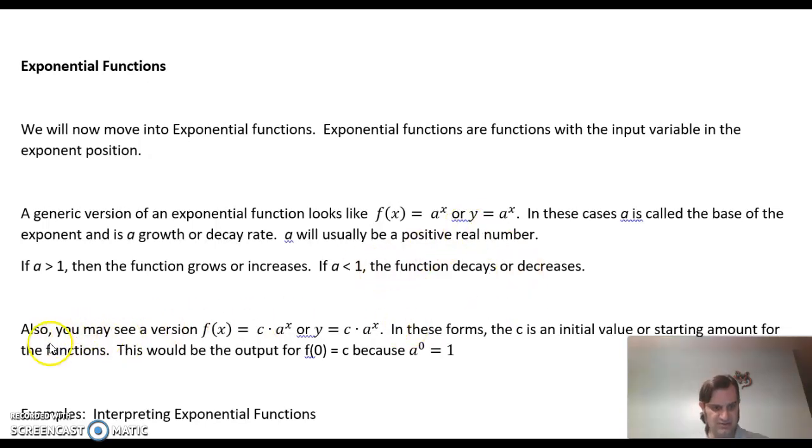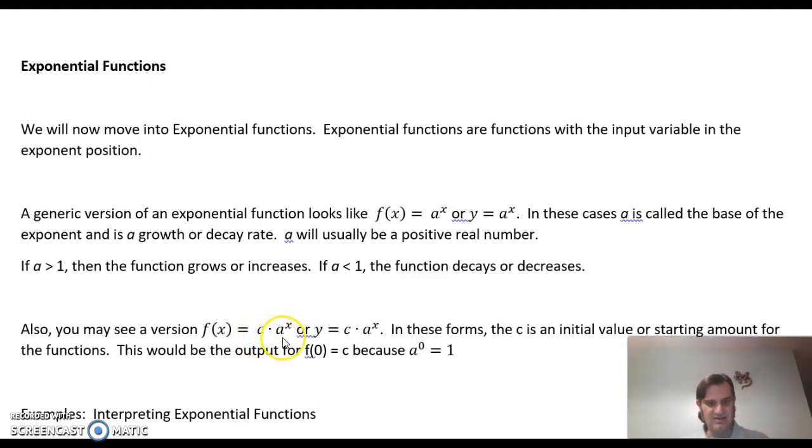A little bit more detail to the function. We can put a multiplier in front, so c times a to the x. In this case, the c would be where the function would start, as far as the starting value. So if you think of it as an x-y combination, if you plugged in 0 for x, no matter what a is, anything to the 0 is 1, so you would get c. We'll see this in some examples in a moment.